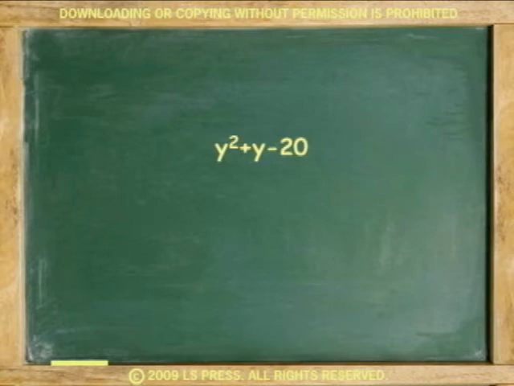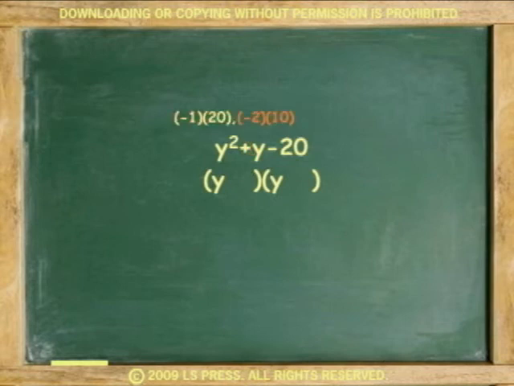Another example. Factor y squared plus y minus 20. Determine which two integers, if multiplied, give a product of negative 20, and if subtracted, a difference of 1. Possible factors: negative 1 times 20, negative 2 times 10, negative 4 times 5. Only the difference of 5 minus 4 equals 1 fits. The answer, y minus 4 times y plus 5.